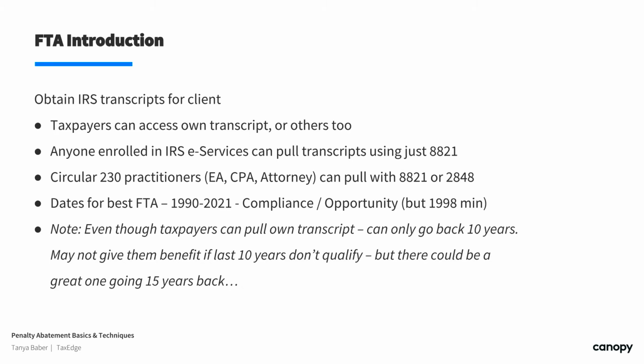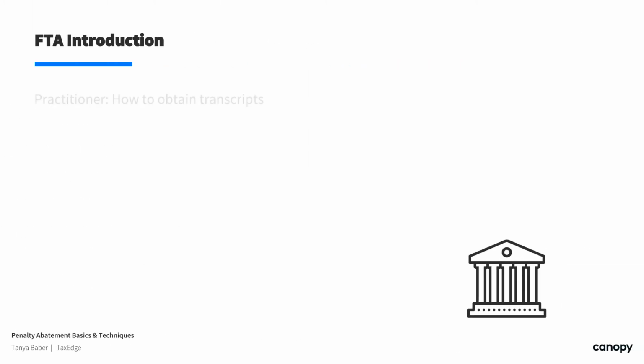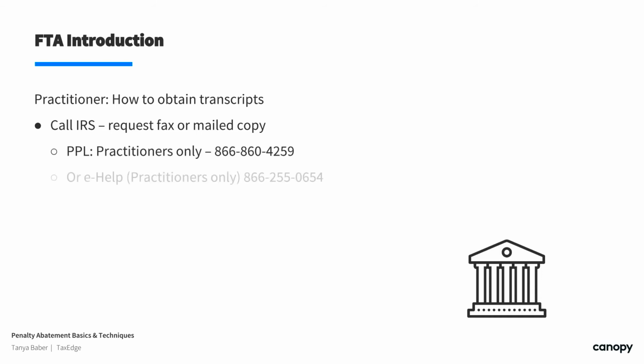So how do you get transcripts? You can call the IRS. You can request that they fax them or mail a copy. For practitioners only, you can call the practitioner priority line, and there's the number here in your slide. Or if you want to go through e-services, or if you want some help setting up e-services or have any trouble, again, practitioners only, the e-help desk is also listed here on your slide.